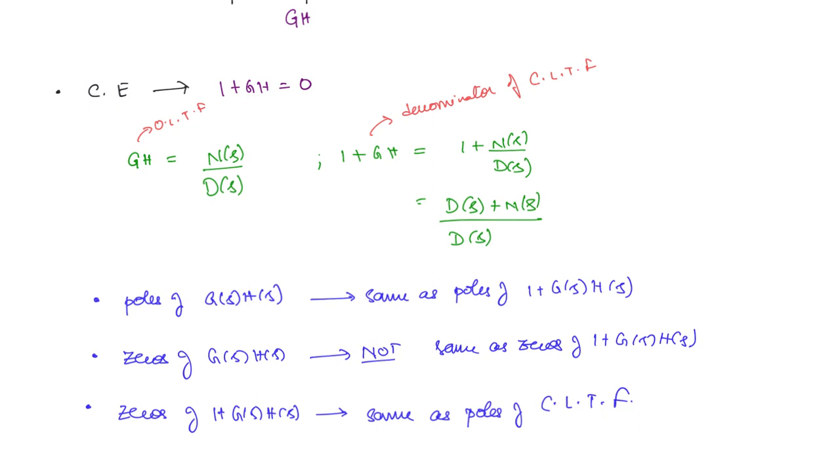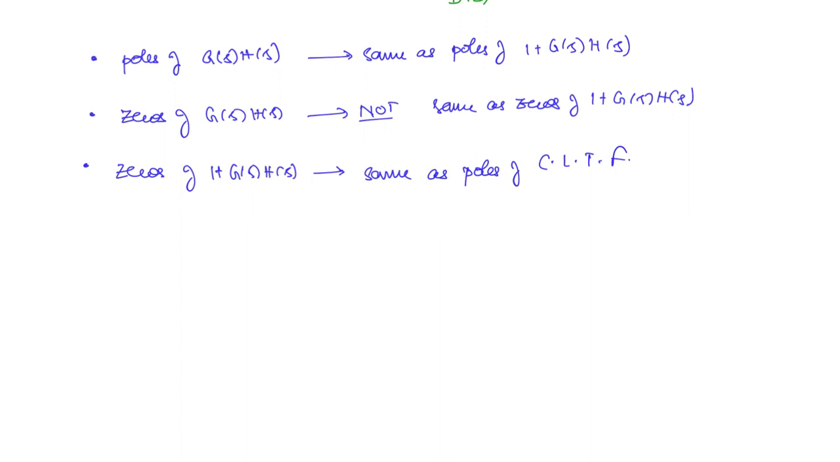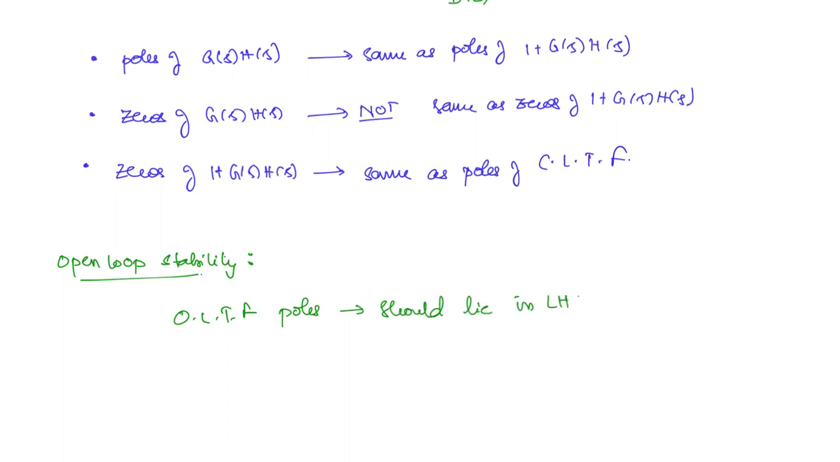Next, the next thing that you need to know is the difference between open loop stability and closed loop stability. Open loop stability deals with the open loop transfer function. If you take any transfer function, the poles should be in the left half of the S-plane. That is the condition for stability. So when you say open loop stability, it means that the open loop transfer function poles should lie in the left half of the S-plane, that is, should lie in the LHP. This is the short form for left half of the S-plane.